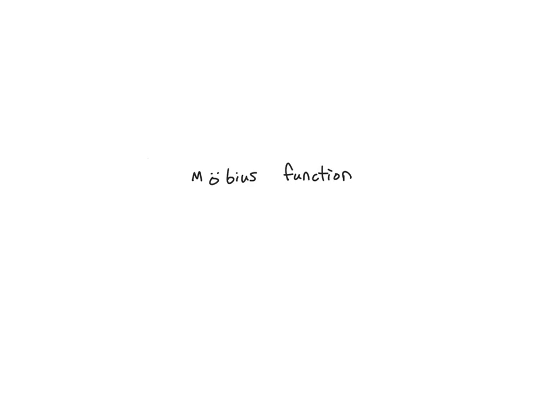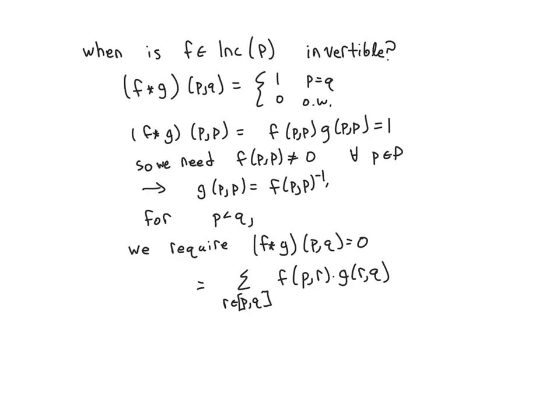Now we're going to introduce the most important invariant of a partially ordered set. It's called the Möbius function. So we start with the general setup. Given a poset P and a function in the incidence algebra, so a function on the intervals of P to the complex numbers, when is that function invertible?